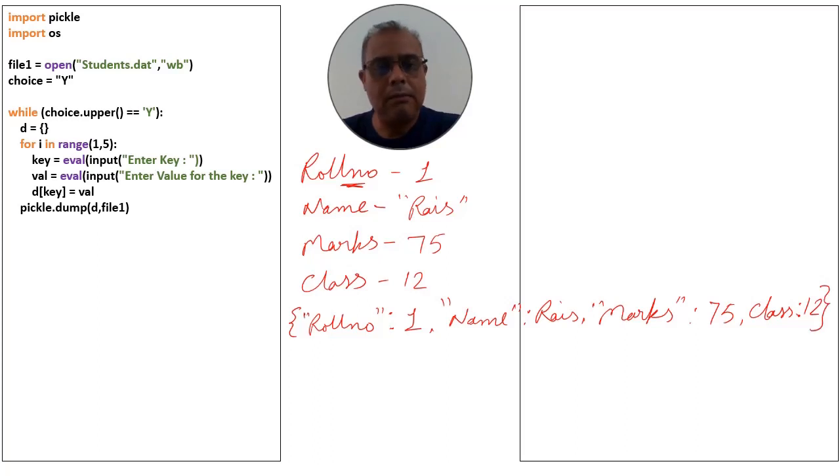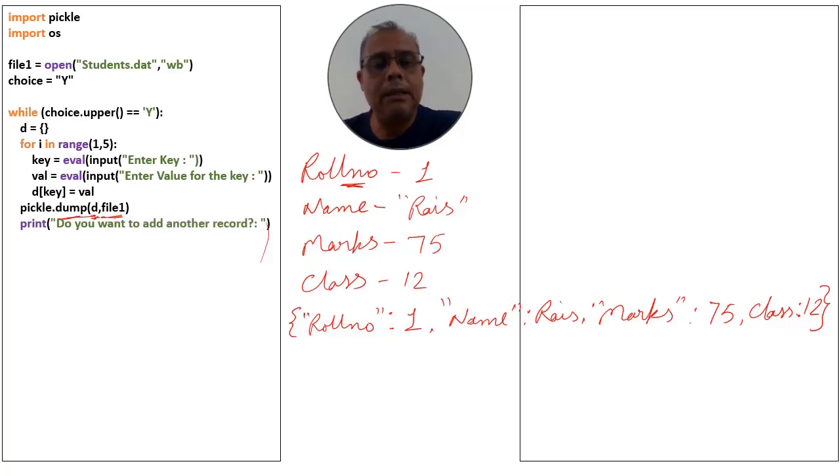Once this dictionary is created, we are going to write this dictionary using the dump function of the pickle module, pickle.dump, and now this is out of the for loop. So once the for loop has ended, we will dump this dictionary into the file, or we'll write this dictionary into the binary file. So d stands for our dictionary and it will be written into file1. This is what we have done.